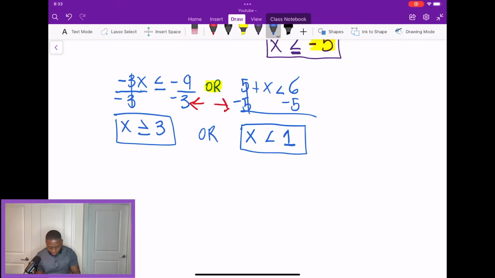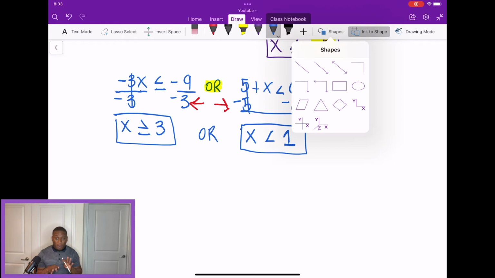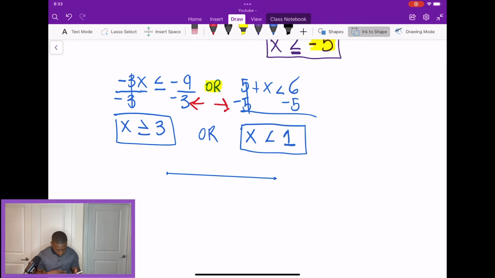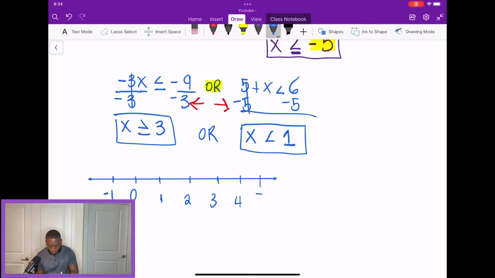So I drew my number line, and luckily for us, we're working with just positive numbers. Thank God. But I'm just going to include -1 on our number line. And we're going to make sure we space this out real good. All right, so we got our number line down. We're talking about 3 and we're talking about 1. So let's go ahead and place our circles over those two numbers.